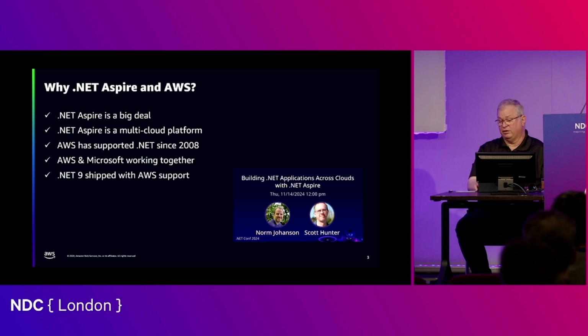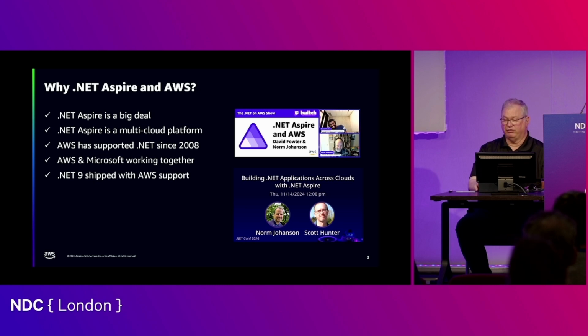And .NET 9 shipped with AWS support. So if you're using .NET 9, you already have the AWS support. You don't have to go and find some package. You have it already. And you may have seen last year our principal engineer on Aspire at AWS is Norm Johansson. You may have seen his .NET Conf session with Scott Hunter. You may have seen his .NET on AWS Twitch show with David Fowler. So again, good, strong relationship, and we expect it to keep paying dividends.